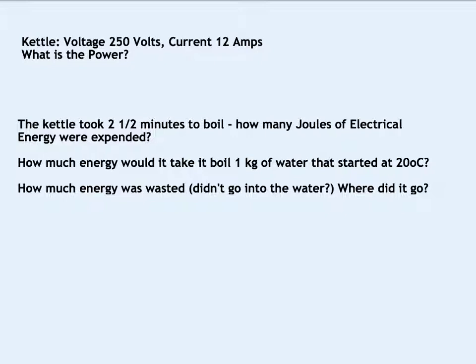So here's a question about a kettle. A kettle with a voltage of 250 volts and a current of 12 amps. And there are a number of questions. Firstly, what's the power of the kettle? Secondly, how many joules of electrical energy were expended, i.e. how many were supplied? Thirdly, how much energy would it actually take to boil 1 kilogram of water if you started at 20 degrees, and how much energy was wasted, i.e. the difference between the amount of energy supplied in electricity and the amount of energy that was actually used by the water to boil it?